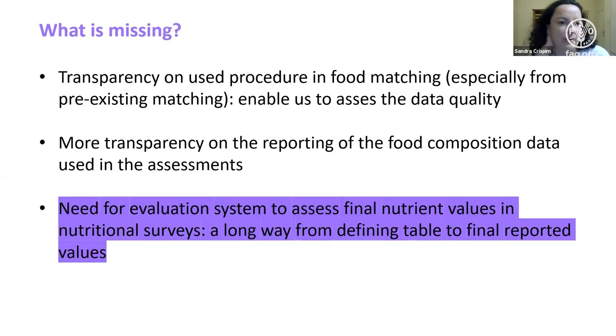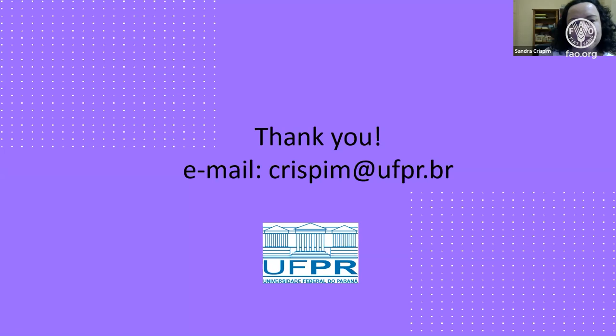And to finalize, reflecting on what is missing, I think it is missing transparency in the procedures used in food matching, especially from pre-existing matching, to enable us to assess the data quality. I also think we need more transparency on the reporting of the food composition data used in the assessments, and the need for an evaluation system to assess final nutrient values in nutritional surveys. Because I believe there is a long way from when you define the table to the final reported values, with complex aspects to be considered that will not guarantee the quality of the data at the end if you do not consider them. Thank you very much.